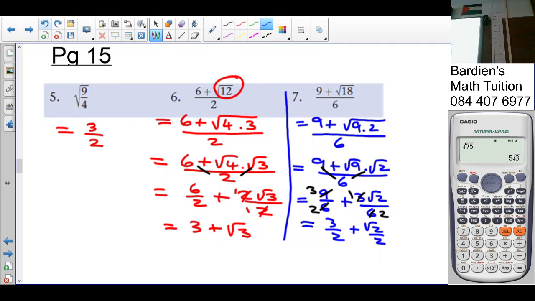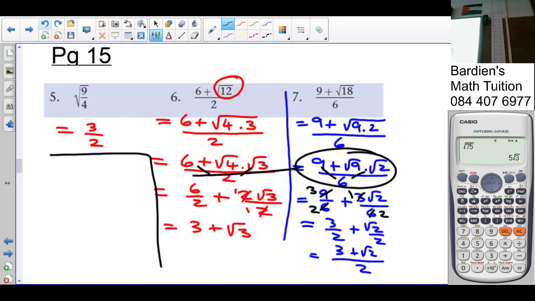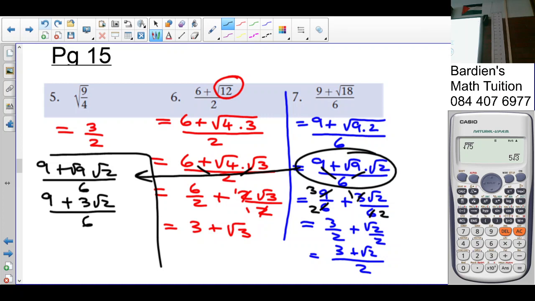So what do you notice? Same denominator, so it can be written as one fraction, 3 plus root 2 over 2. What's wrong? Nothing. Okay. If, however, at this point we had taken the LCM, not the common factor, that would have simply been 9 plus root 9 root 2 over 6. So that would be 9 plus, the root of 9 is 3, root 2 over 6.